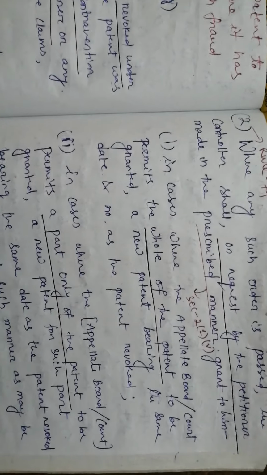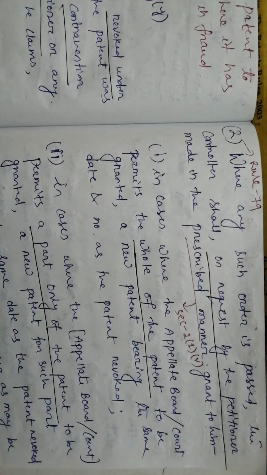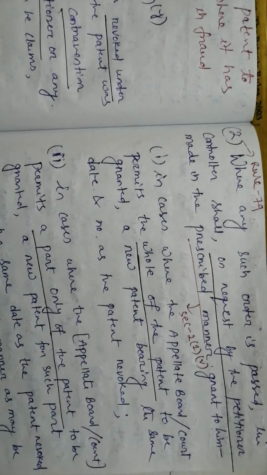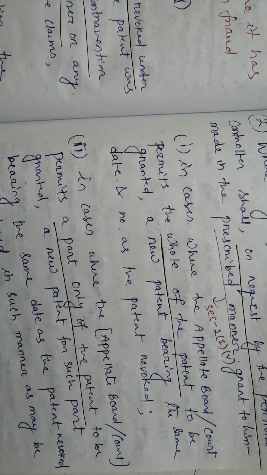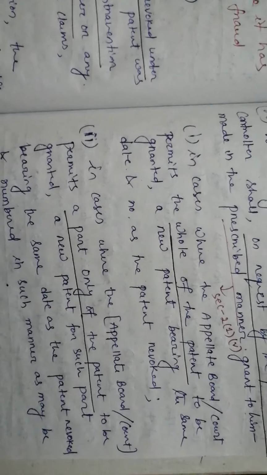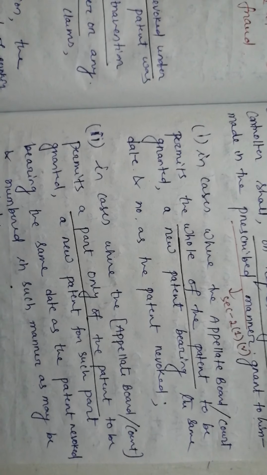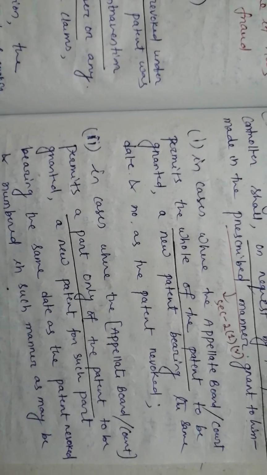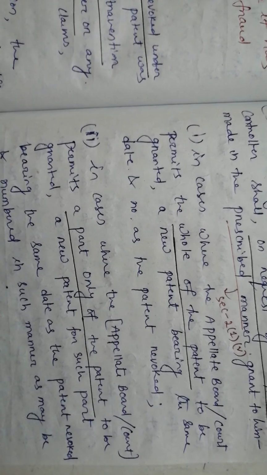Prescribed manner, the definition of the prescribed manner is given in section 2(1)(v). Fine. So the bit 1 says, in cases where the appellate board or court permits the whole of the patent to be granted, a new patent bearing the same date and number as the patent revoked. The thing I have discussed just before reading this subsection. Fine. So I don't think it needs to be explained.